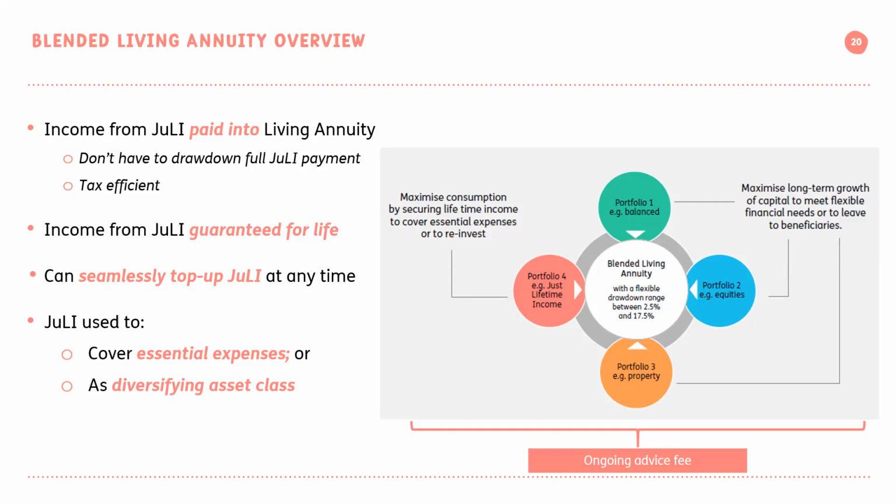So on the screen here, you have an example of a blended solution with the rules of the 2.5%, 17.5% applying to the living annuity solution. Inside the living annuity, you've got various portfolios, and a new portfolio that's now available is portfolio 4, the coral color, which is the Just Lifetime Income. And it's as simple as doing a switch. So a client who's in the living annuity would effectively switch some of their money out of the portfolios they want to go out of into the Just Lifetime Income portfolio.